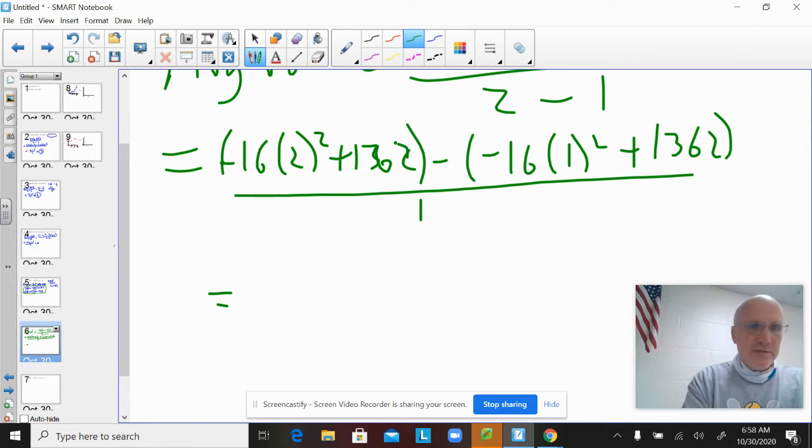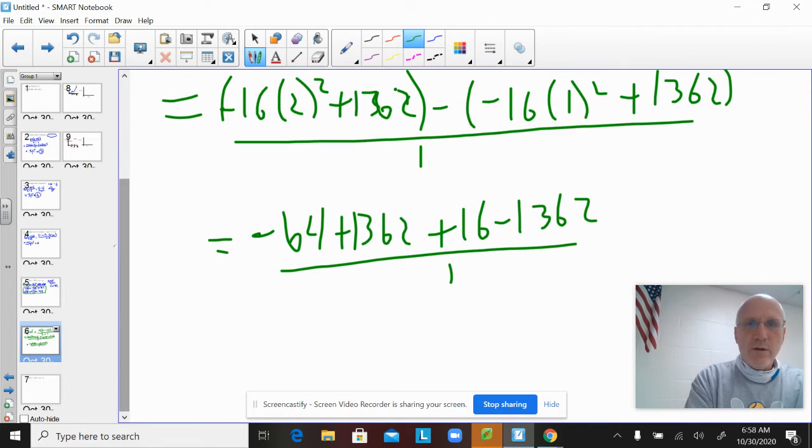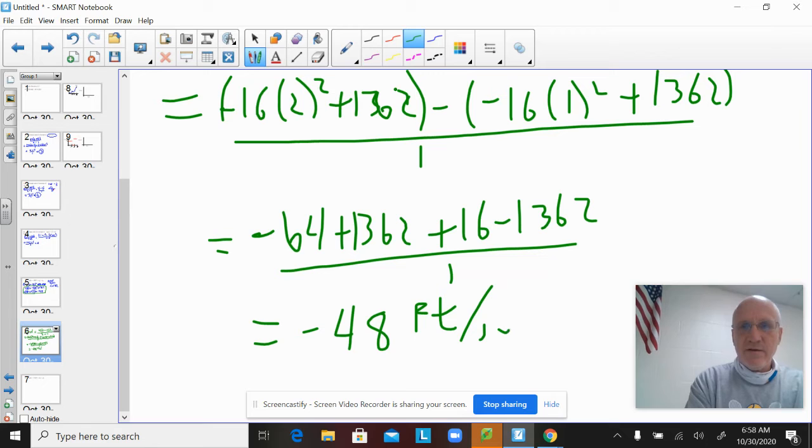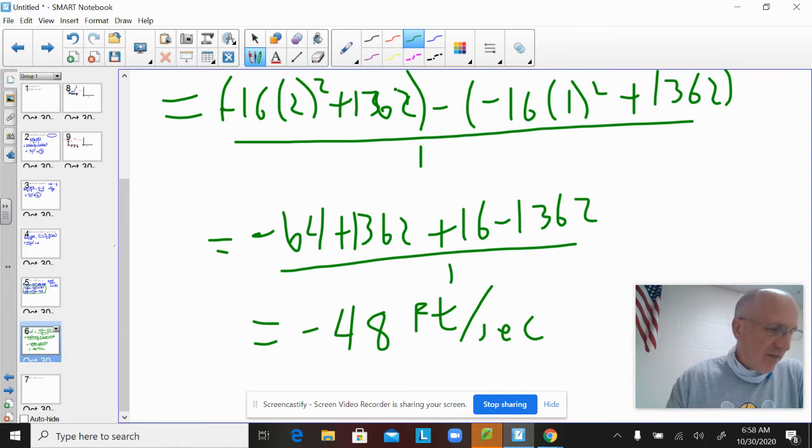And that becomes negative 64 plus 1362, and then plus 16 and minus 1362, distributing a minus sign. It turns out to be all over 1, which turns out to be negative 48. And that would be feet per second. That is the rate of change, the average velocity, which is the rate of change of the position. Average velocity. Okay, that was part B.